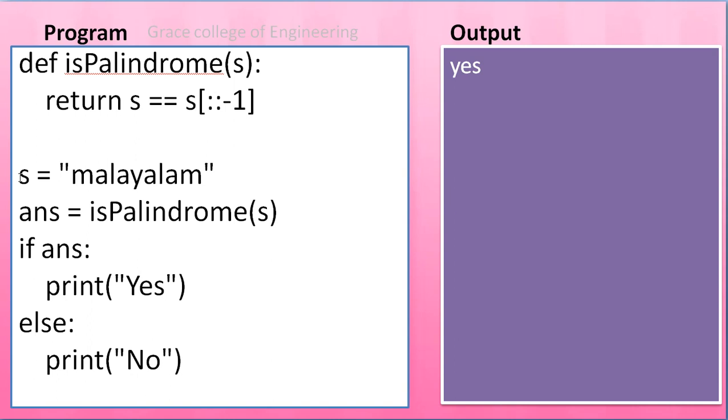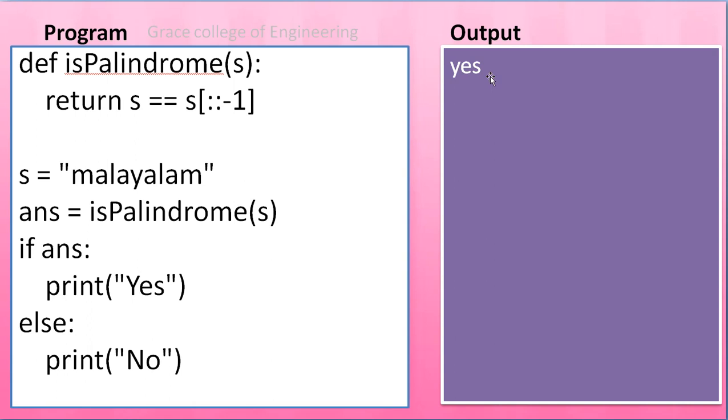So the main function starts from here, which is s is equal to Malayalam, stored in the s variable, and ANS is another variable which is equal to the function name is palindrome being called. So automatically it will move to here with the parameter, so Malayalam will come here, which is compared with its reverse. Reverse string is -1. The last letter m is -1. From that up to m it will be calculated in reverse. Check the condition. If both are equal, it will print yes, else print no. So we got the output as yes.